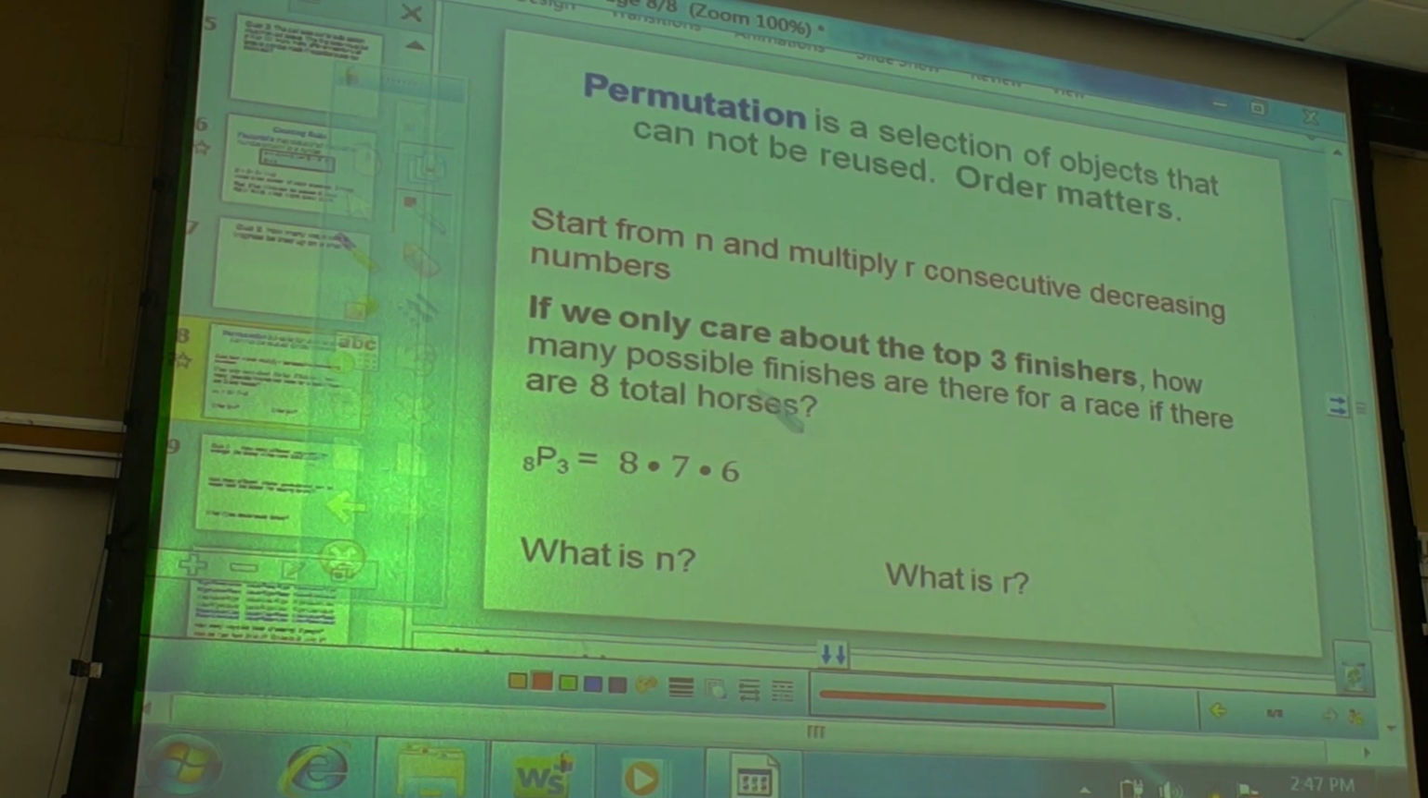So what would you do? Well, you just figure out how many spots you have. Like here I'm picking 3 items, right? Top 3. So I've got 3 spots. And then figure out how many options you have for the first spot, the second spot, and the third spot.